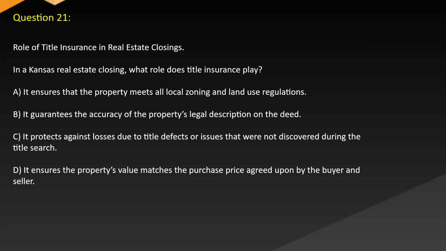Question 21. Role of title insurance in real estate closings. In a Kansas real estate closing, what role does title insurance play? A. Ensures that the property meets all local zoning and land use regulations. B. It guarantees the accuracy of the property's legal description on the deed. C. It protects against losses due to title defects or issues that were not discovered during the title search. D. It ensures the property's value matches the purchase price agreed upon by the buyer and seller.